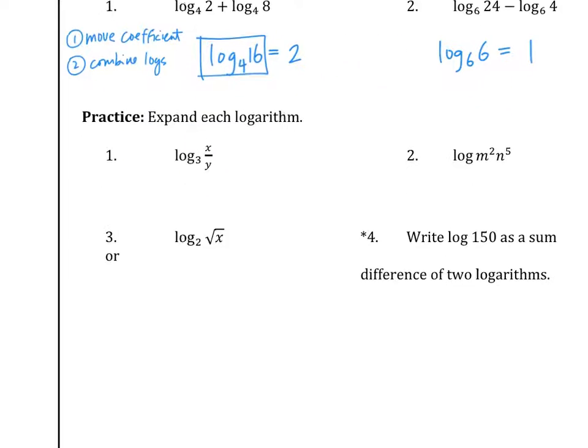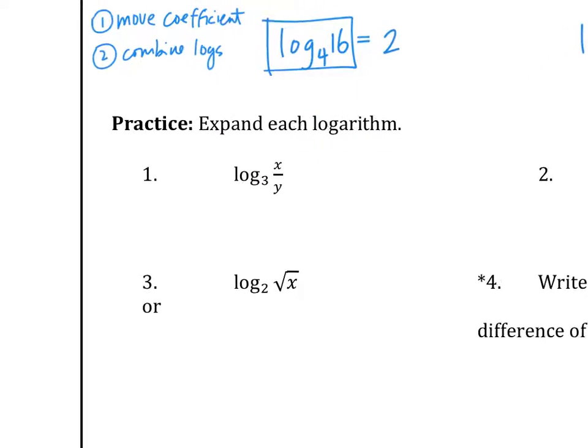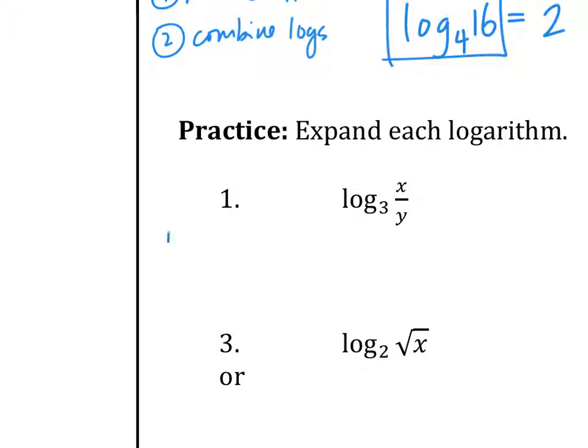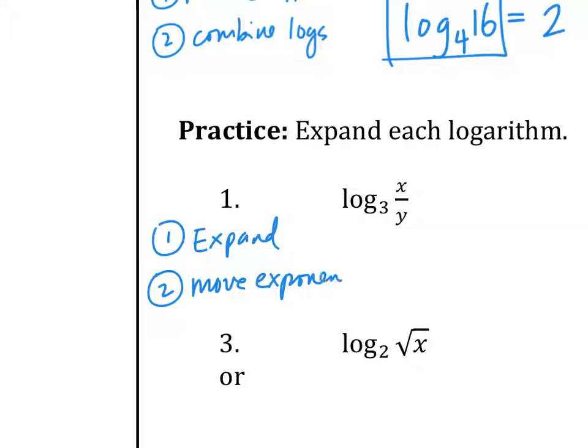All right, let's try expanding. All right, expanding, we're going to go backwards. So this is the rule. First thing you have to do is expand. Then if you have exponents, then move exponents as coefficient.